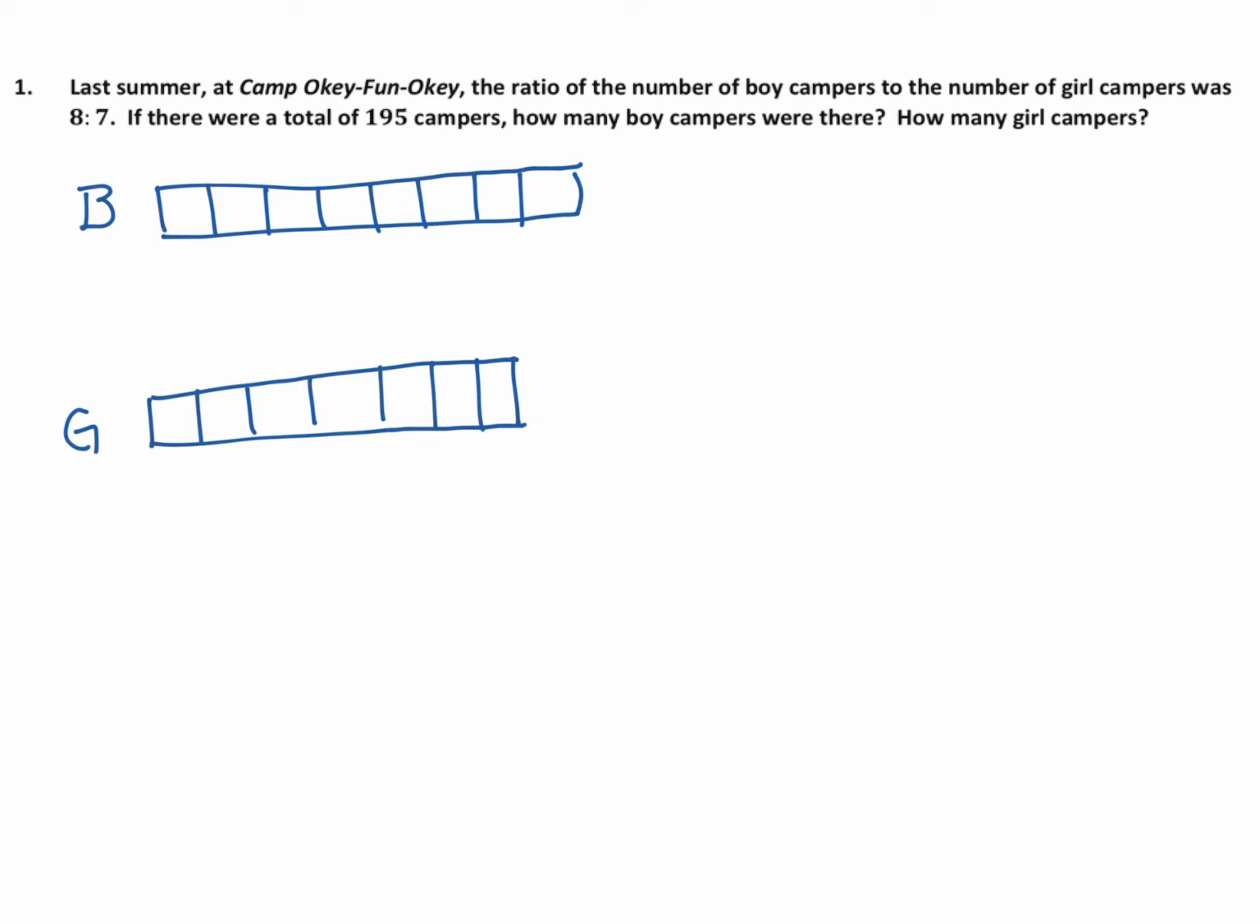So we have 1, 2, 3, 4, 5, 6, 7, 8, 9, 10, 11, 12, 13, 14, 15 boxes total. So we need to split 195 into 15 equal groups.